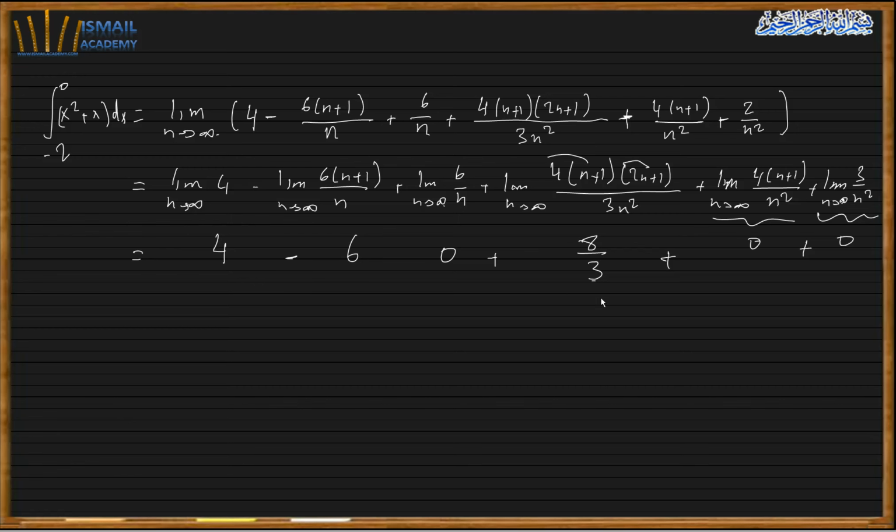So now what I do, it's going to be minus 2 plus 8 over 3, so it's going to be 2/3.